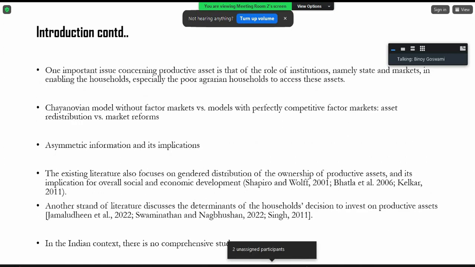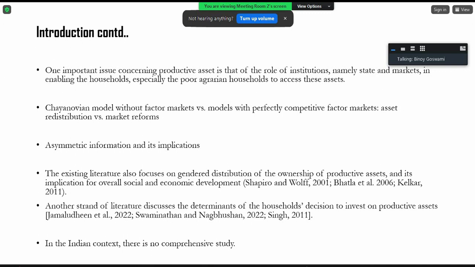Now, when you look at the literature, one important issue concerning productive assets is the role that various institutions, particularly the state and the markets, play in enabling households to access or own these assets. There are two extreme versions of models that look at this issue. The first one is the Russian scholar Chayanov's model, where he looked into the joint production and consumption decisions taken by households without access to any factor markets. The result is that, in the absence of factor markets, poor households who do not inherit any productive assets are forced to self-exploit, and the marginal return on their labor, that is the wage they earn, is very low. Therefore, there is a role for the state to play in terms of redistribution of productive assets.